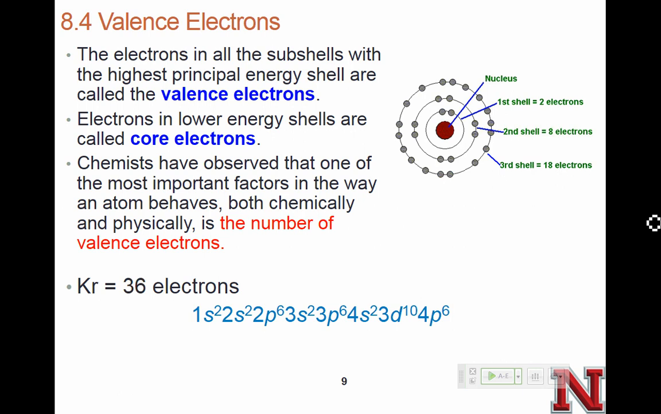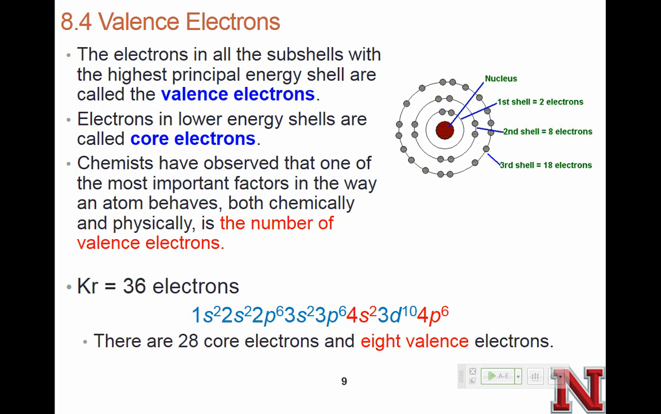But our valence electrons are the electrons in the highest energy level, which is 4. So even though 3d is written after 4s, it's not considered part of our valence electrons. We're looking at the electrons in the highest energy level, which is 4. That's our 2 electrons in 4s and our 6 electrons in 4p. For krypton, we have a total of 8 valence electrons, and that 8 is going to be really key for our later discussions. So we have 28 core electrons, 8 valence electrons, and a total of 36 electrons in krypton.